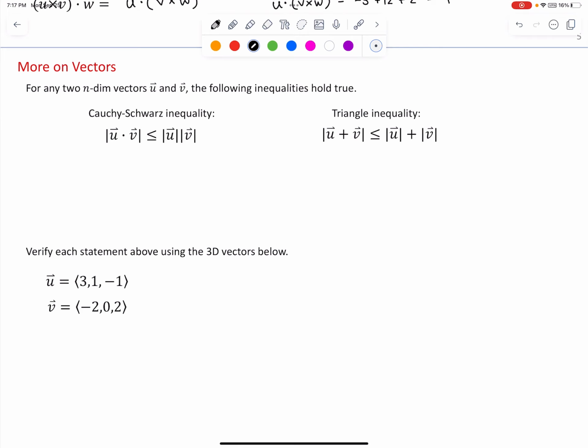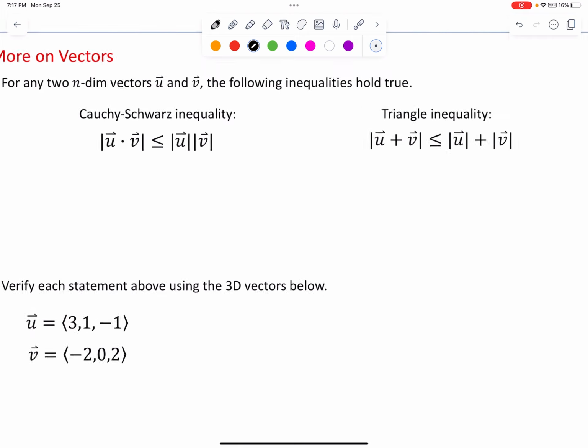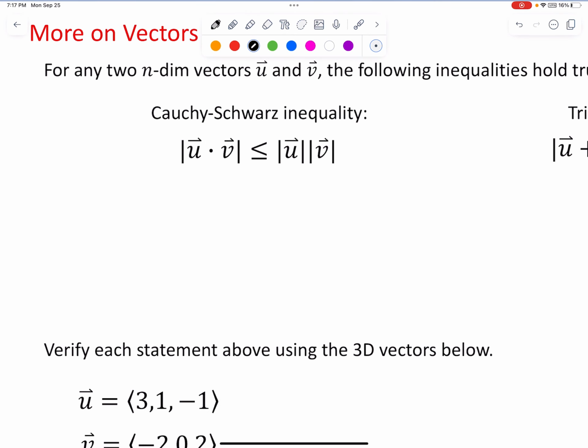For any two n-dimensional vectors, u and v, the following inequalities hold true. So let's begin with this one on the left, called the Cauchy-Schwarz inequality. Now, in the 2 and 3D case, we did learn that when you dot product two vectors, you get equal to the magnitude of one vector times the magnitude of the other vector times the cosine of the angle between them. It turns out that this statement is also true for dimensions that are greater than 3. It's just how to interpret the theta that gets tricky.